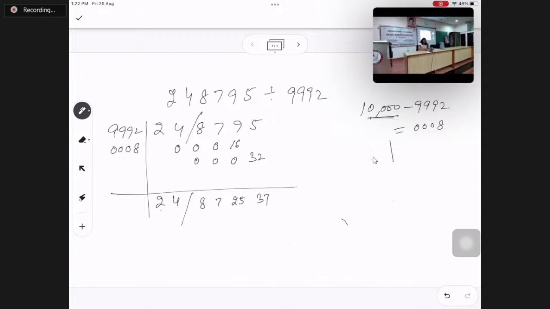So it has 4 zeros, so we need to carry over. This is 7, 25 plus 3 is 28. 7 plus 2 is 9 and 8. So this is your quotient. This is your remainder. This is the first method. Now let us find the vinculum of the dividend and then proceed and check whether the answer is same or not.